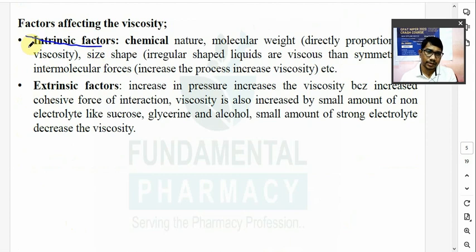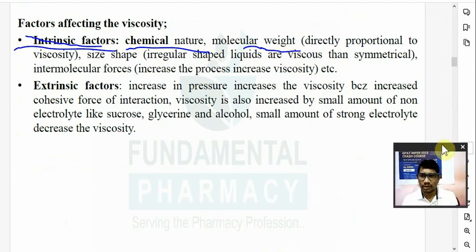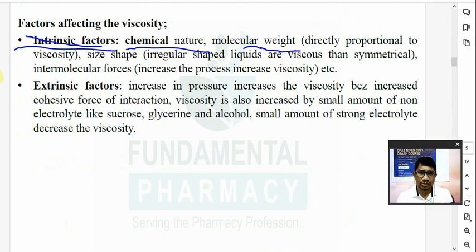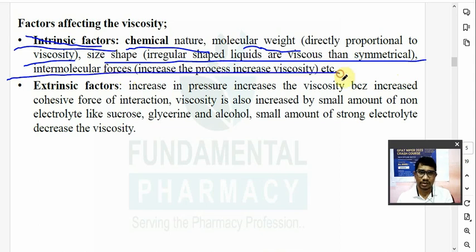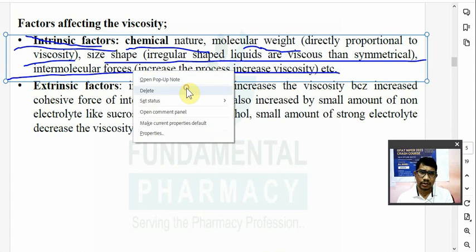Now factors affecting the viscosity. Which are the intrinsic factors? The chemical nature of the substance. In molecular weight, the higher the molecular weight, the more the viscosity. Molecular weight is directly proportional to the viscosity. Size and shape: irregular shaped liquids are more viscous than those with symmetrical shaped globules. Then intermolecular forces: if there are more intermolecular forces, it will be more viscous. These are the intrinsic factors which affect the viscosity of your liquid.